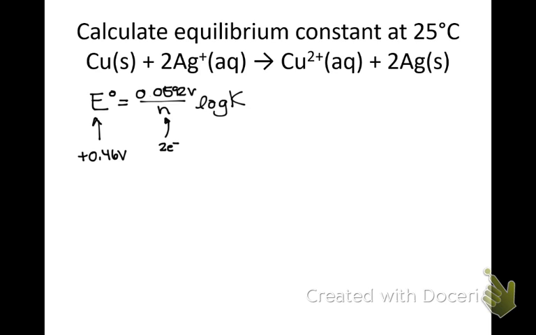If we rearrange all of that, we get K equals 10 to the power of 0.46 divided by 0.0592 divided by 2. If we do that, we get 3.5 times 10 to the 15. So we see that this reaction very strongly favors the products, and we can calculate the value of K.